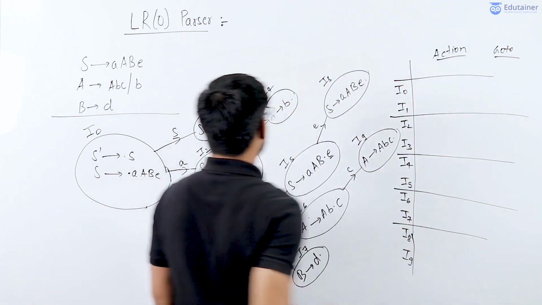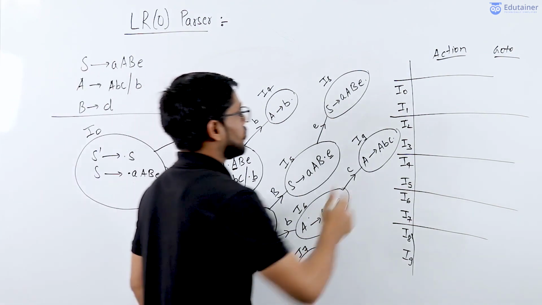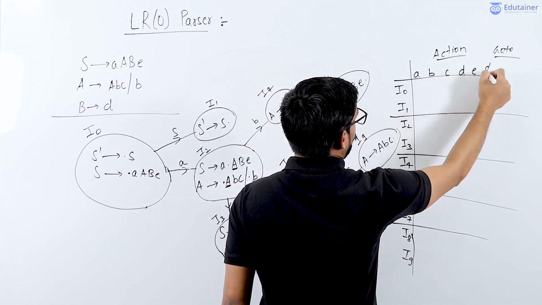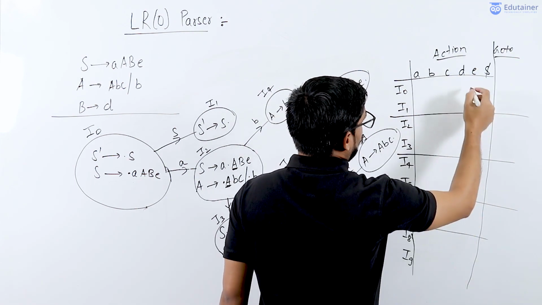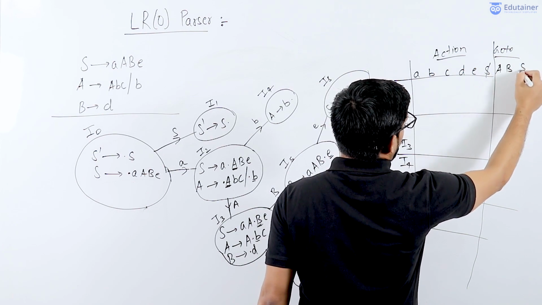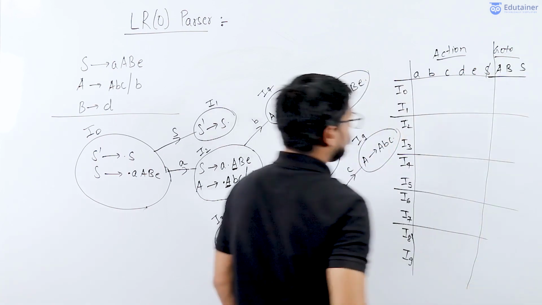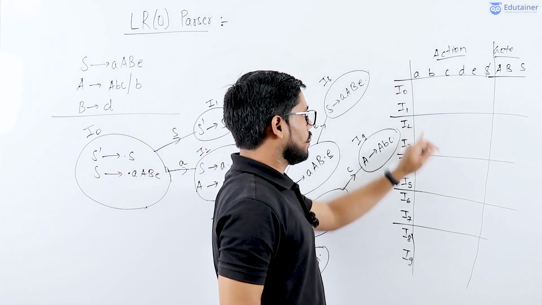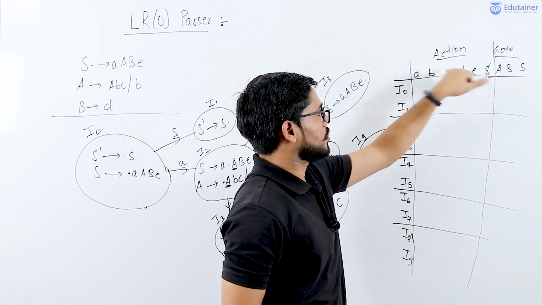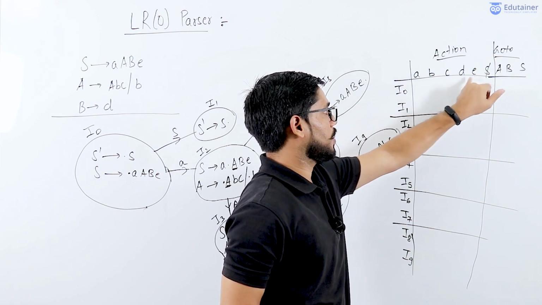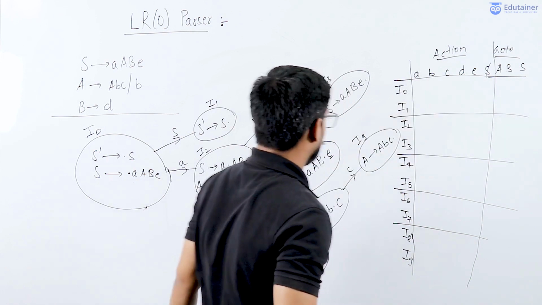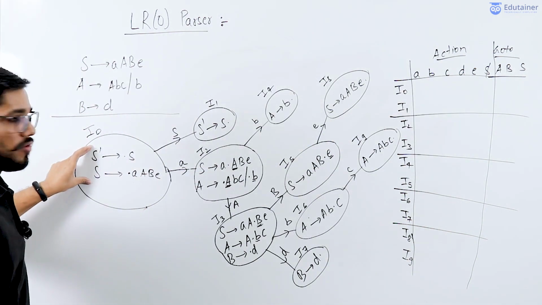In the action part all the terminals are present. So what are the terminals here? a, b, c, d, e and dollar. And in the goto part there are three variables, capital A, capital B and capital S. So this is the LR0 parsing table, and after filling the rows with the state number and the columns with the action and goto parts, where action contains the terminals and goto contains the variables, we will fill each row according to the states in the canonical collection of LR0 items.